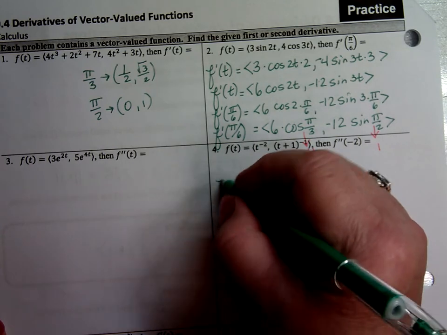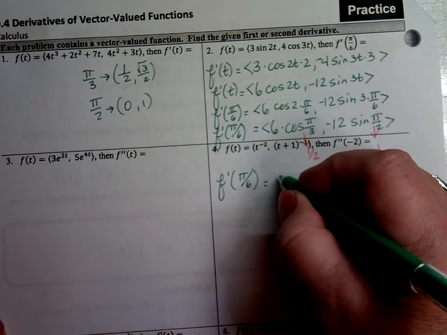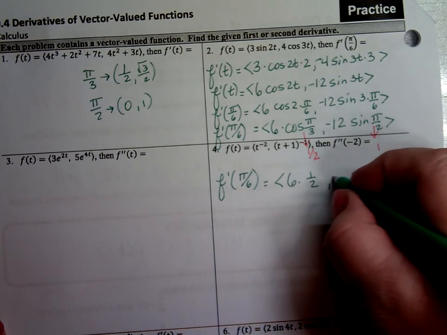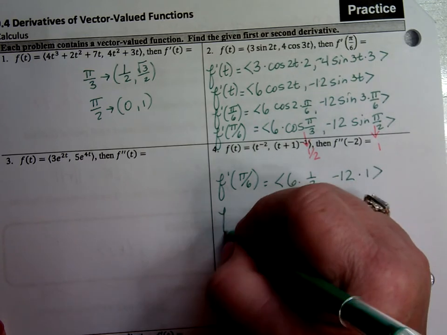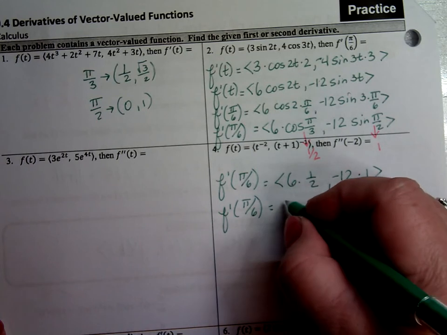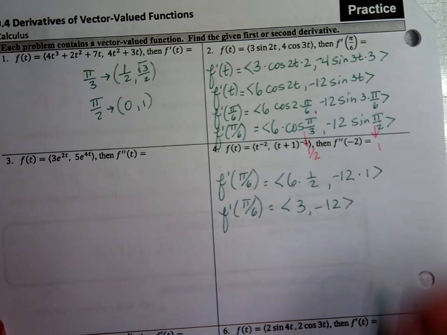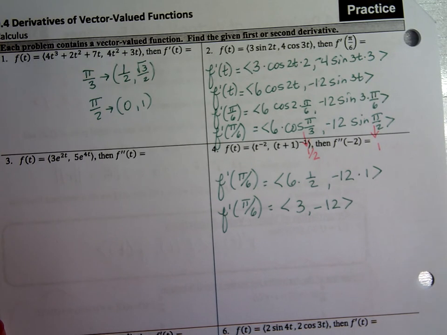So here I go. I'm going into this other box. I'm being a rebel. So I get 6 times 1/2 for my x component, and negative 12 times 1 for my y component, and I can finish this finally out. Half of 6 is 3, and negative 12 times 1 is negative 12. There it is. There's my first derivative at pi over 6.